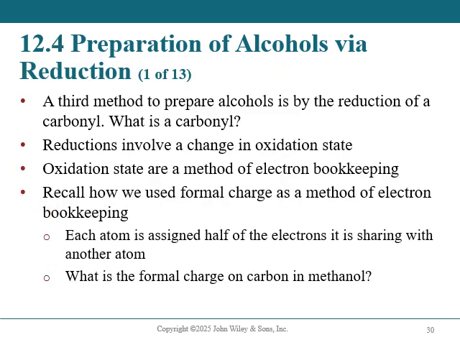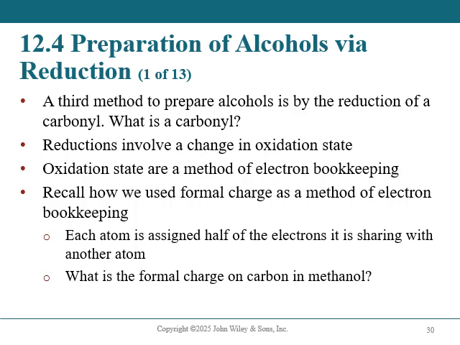A third method to prepare alcohols is by the reduction of a carbonyl. So what is a carbonyl? A carbonyl is when we have that carbon-oxygen double bond. And if we can protonate that oxygen and remove that double bond, then we effectively have an alcohol. Remember that reductions, just like we saw in our general chemistry, involve a change in oxidation state. Oxidation state is a method of electron bookkeeping. You don't have actual charges, we just count as if we had, but they really don't.